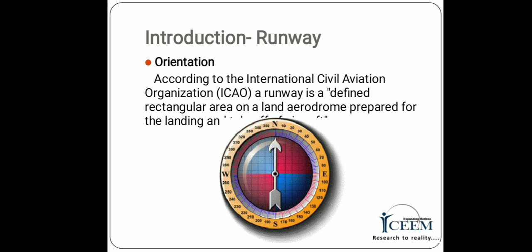In the figure, in navigation, all measurement of direction is performed by using the compass. In the figure, we see one type of compass which consists of angles from 0 degrees to 360 degrees in a circle.